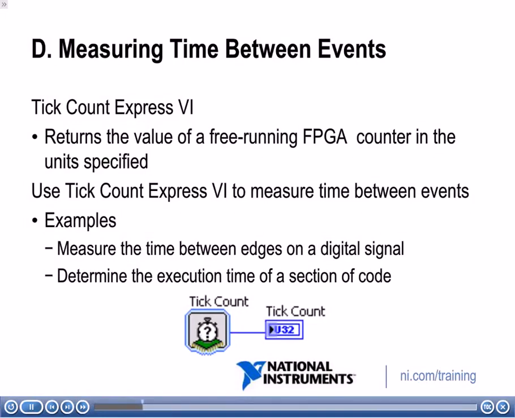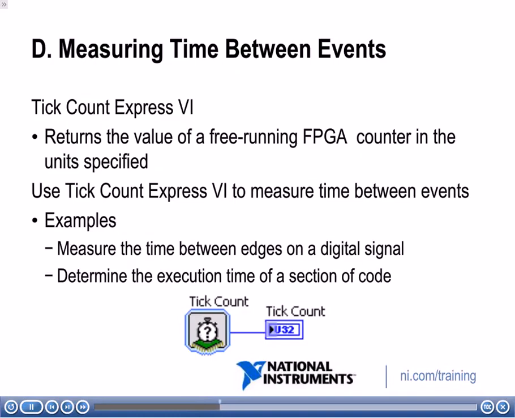Okay, so if you want to measure time between events, one VI that's good for that is the Tick Count Express VI. The Tick Count Express VI is going to return the value of a free-running FPGA counter in the units specified. Just like the other timing VIs, you can specify the units here. The counter units can be ticks, microseconds, or milliseconds. You can also specify the size of the internal counter as well.